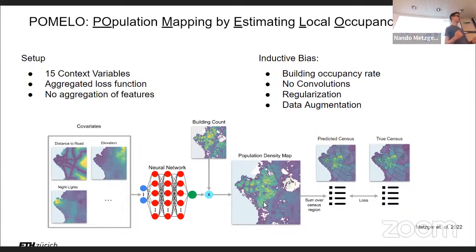It sounds a bit like a change of variable hack. It sounds very small, but actually if you do this, you reduce the error by like 30%. So it's really significant.